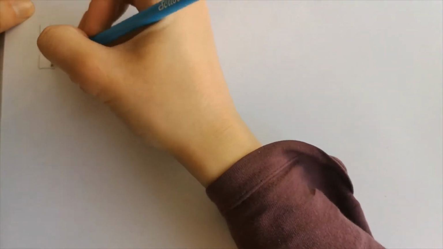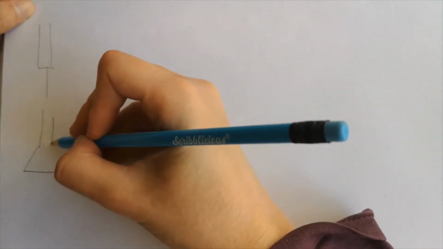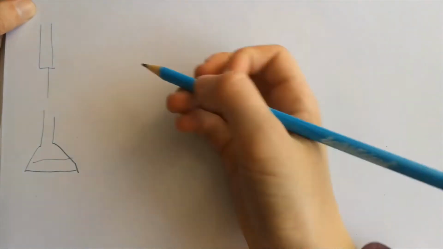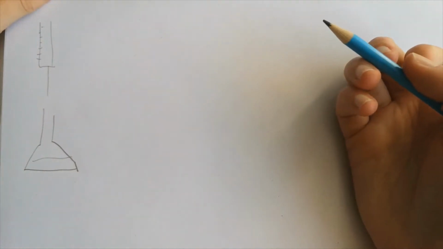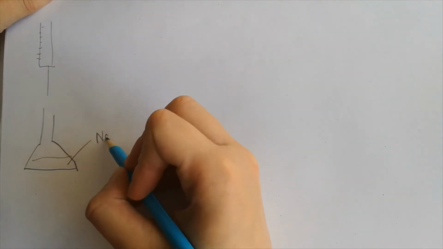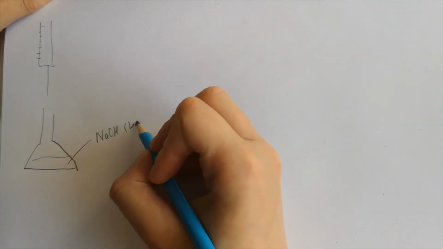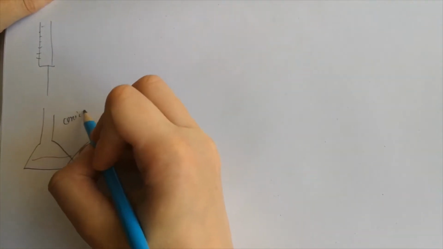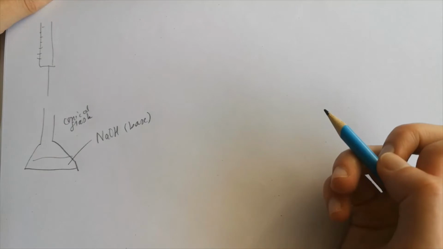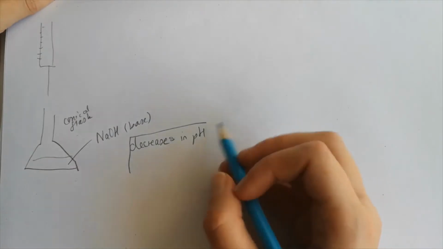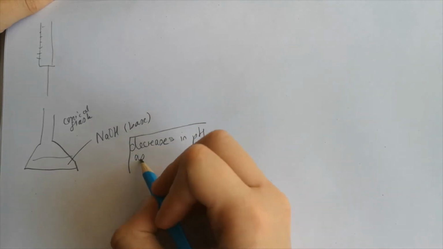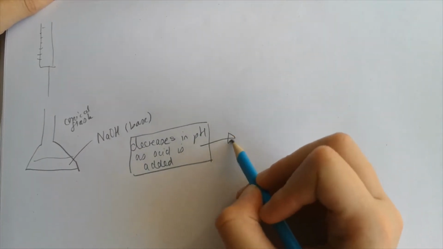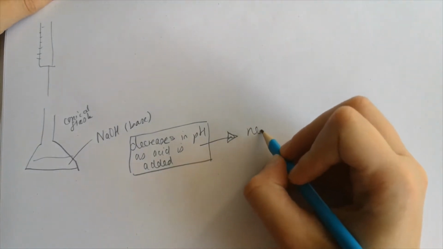A titration is an experiment where acid or base is added to base or acid respectively. It is a neutralization reaction because if we start with sodium hydroxide base in the conical flask, for example, then we will see a decrease in pH as the acid is added. This eventually gives us a neutral solution.